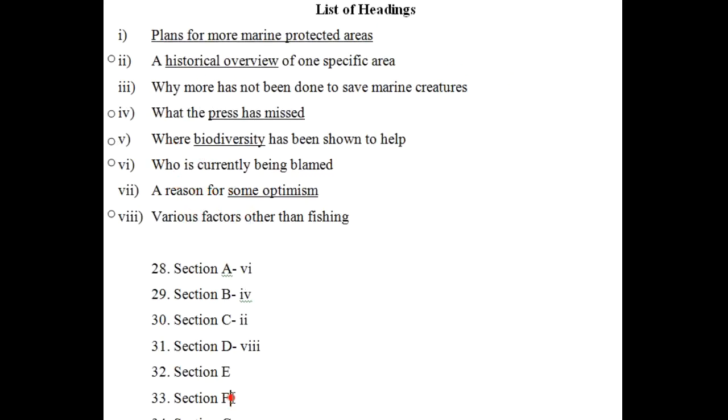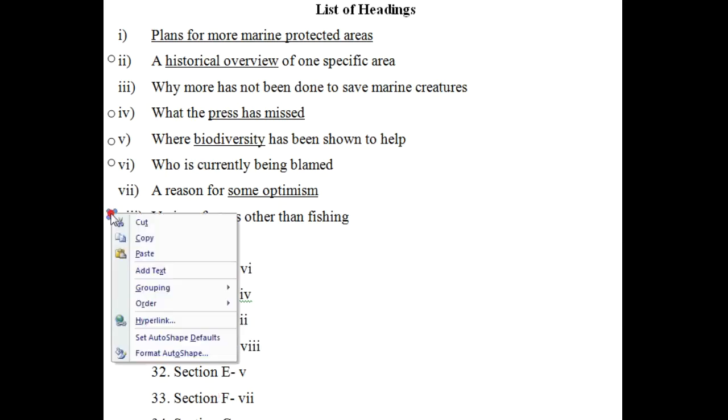Oh, what about E? 7 is the answer of F, and E, what answer is short? Biodiversity, 5. So I forgot to write the answer. So write the answer here, 5. Okay, so I need to circle now 7 as well. So this is 7.